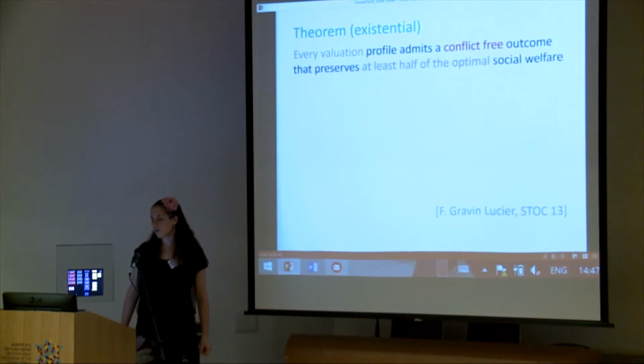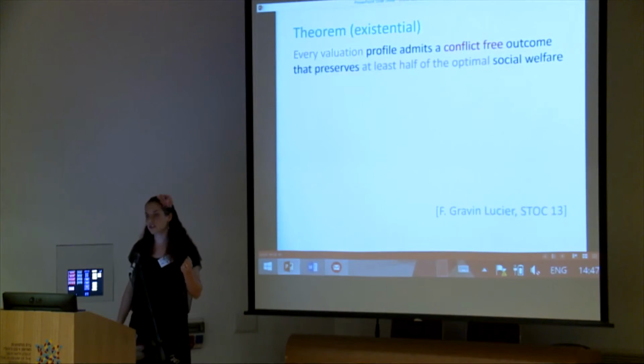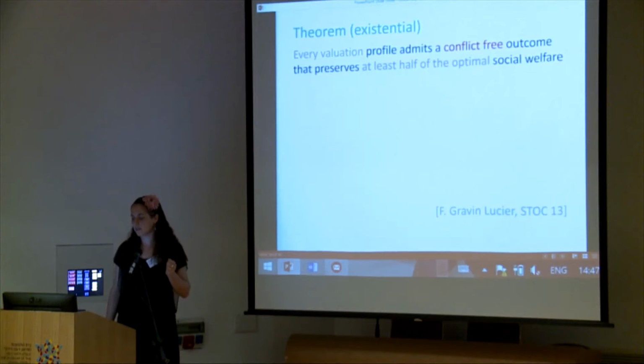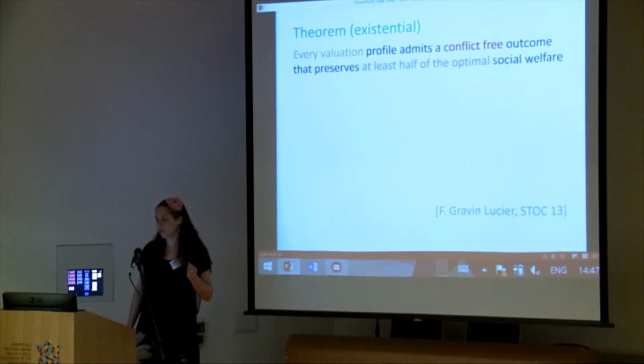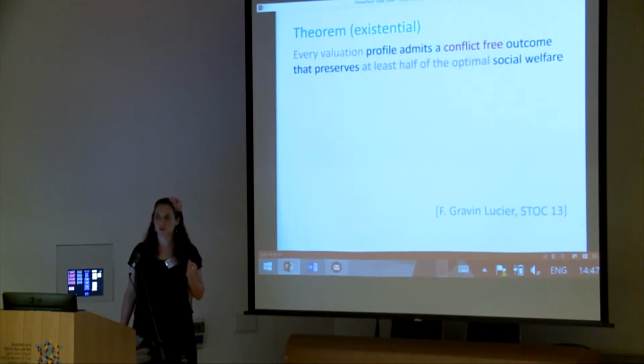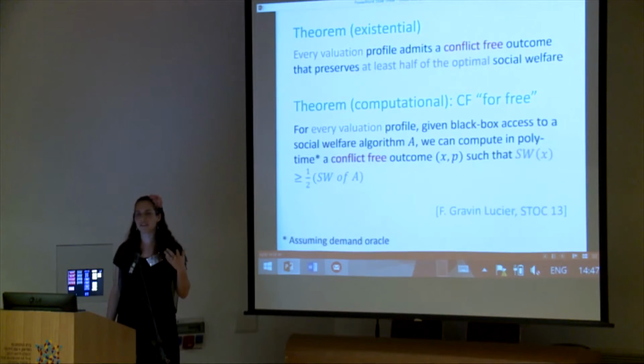So first of all, we show that every valuation profile, so remember the motivation was to extend this theory of Walrasian equilibrium to general valuations. So we show that every valuation profile, as complex as can be, always admits a conflict-free outcome that preserves at least half of the optimal social welfare. And in terms of computation, we show that this conflict-freeness essentially comes for free.